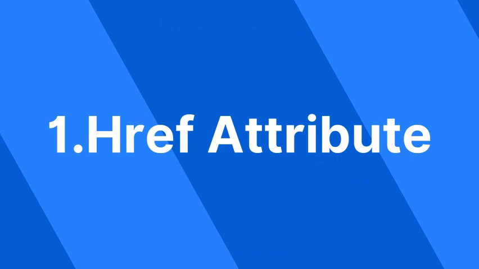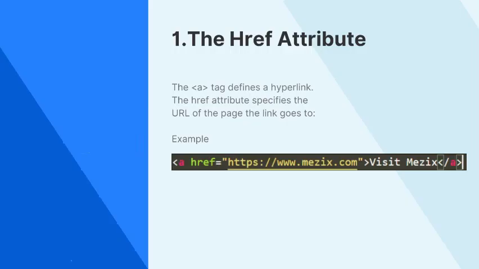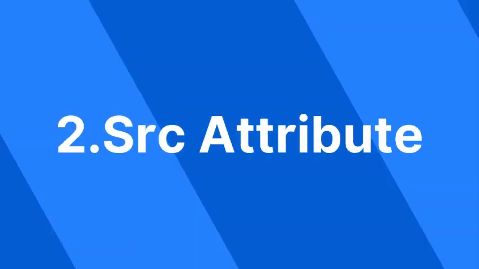Number 1, the href attribute. The A tag or the anchor tag defines a hyperlink. The href attribute specifies the URL of the page the link goes to, like this one. Now there's the A tag or the anchor tag. Inside that there's an attribute called href, and the href's value is the link to where it will go if I click that link.